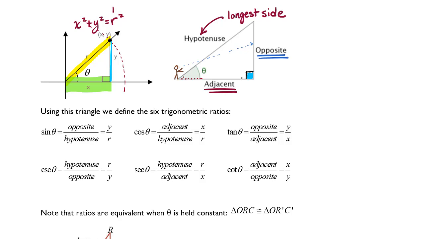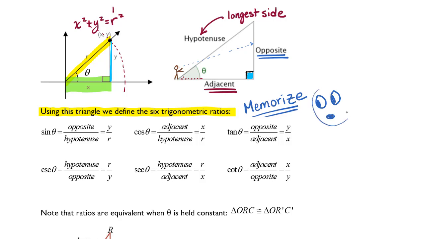Using this triangle, we define the 6 trigonometric ratios. And I am going to highlight this, and you should too, because these are things you absolutely must memorize. There is absolutely no way around it. You must memorize all of them.